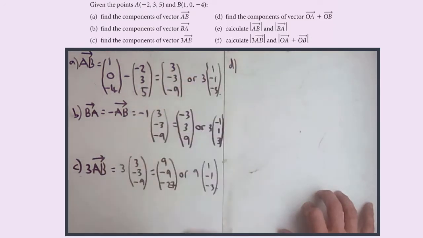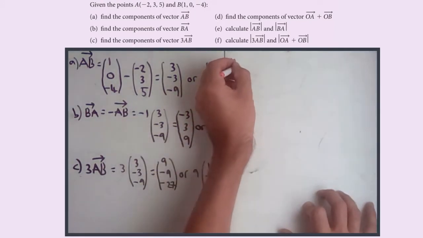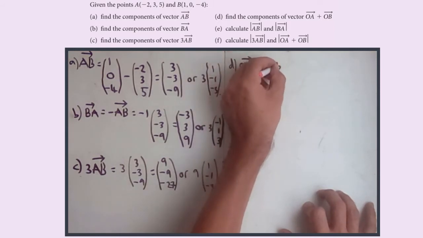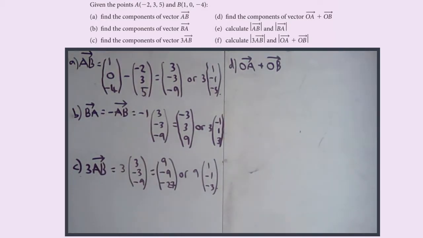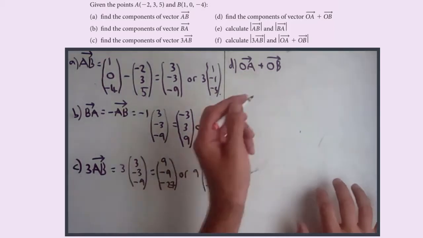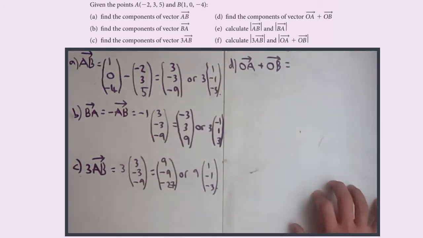Part D. Find the components of vector OA plus OB. So OA plus OB. Remember, if you see an O, it's a position vector. It means how do you get from the origin, which for 3D coordinates is (0, 0, 0), how do you get from there to the point? So OA is going to be the coordinates of A written as a vector. So that would be (-2, 3, 5).